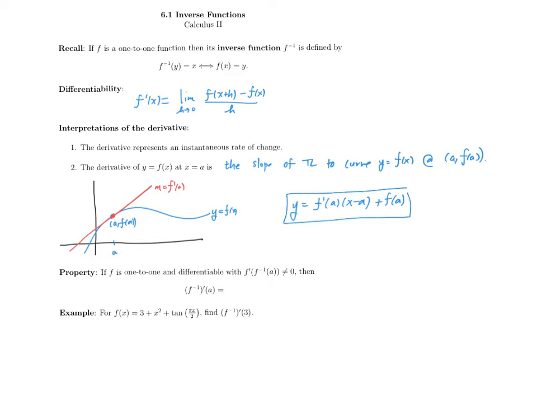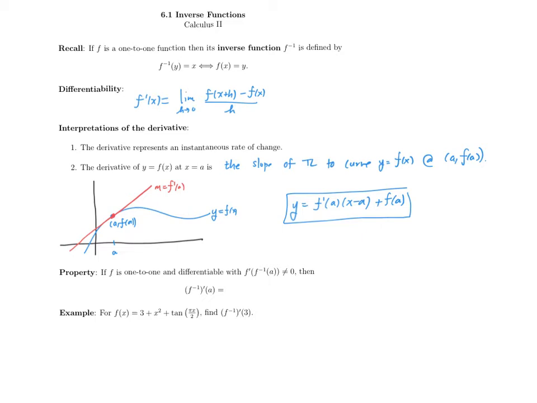So let's now return to this idea of inverse functions. And a question we might ask is, if we know a function has an inverse and it's differentiable, can we find the derivative of the inverse function? And it turns out that in general, finding the derivative of an inverse function can itself be quite difficult, because many times it's difficult to find the inverse function itself.